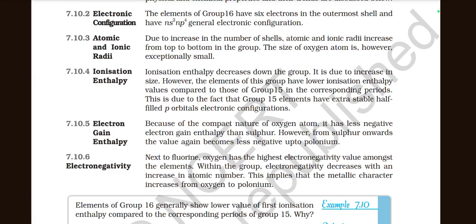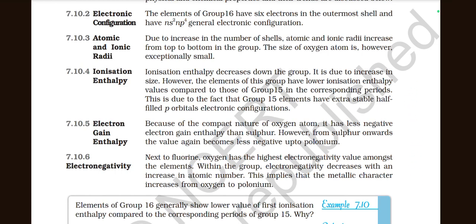The size of the oxygen atom is, however, exceptionally small. Ionization enthalpy. Ionization enthalpy decreases down the group. It is due to the increase in size. However, the elements of this group have lower ionization enthalpy values compared to those of group 15 in the corresponding periods. This is due to the fact that group 15 elements have extra stable half-filled p orbital electronic configuration.